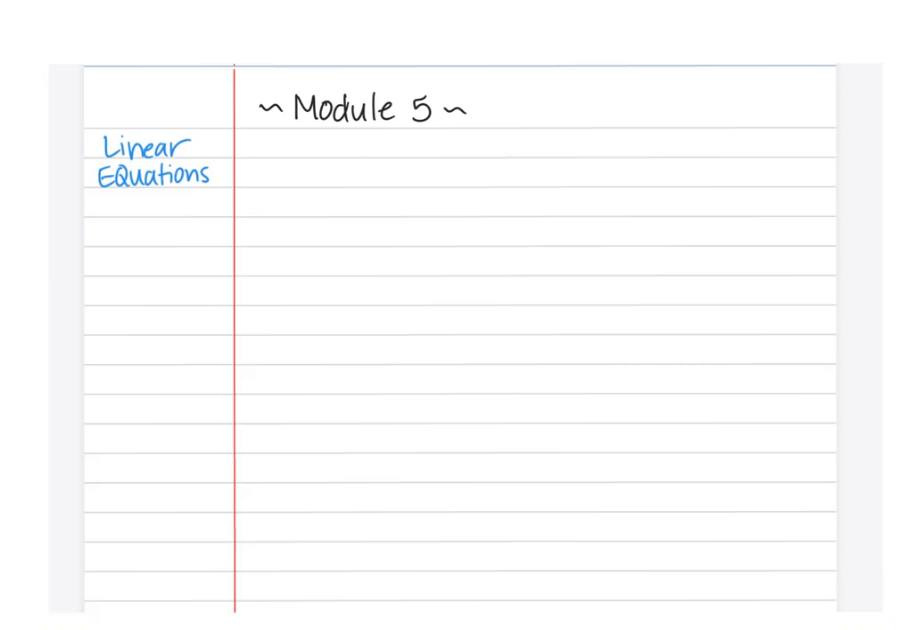So we've worked with two different forms of equations for lines. The first one is called slope-intercept form. So I'm going to write slope-intercept form. And then the other one is called point-slope form. Okay, so make sure you get both of those down.